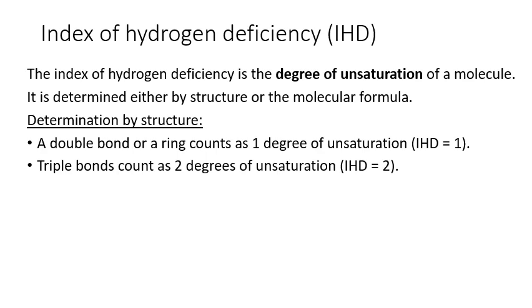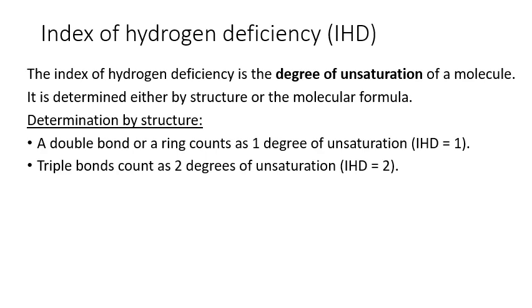So the next thing we're going to look at is the index of hydrogen deficiency. The degree of unsaturation, or index of hydrogen deficiency, IHD, can be used to determine from a molecular formula the number of rings or multiple bonds in a molecule. It is used to calculate the number of rings and pi bonds present in the structure, where a double bond is counted as 1 degree of unsaturation, a triple bond is 2 degrees of unsaturation, a ring is counted as 1 degree of unsaturation, and an aromatic ring is counted as 4 degrees of unsaturation.